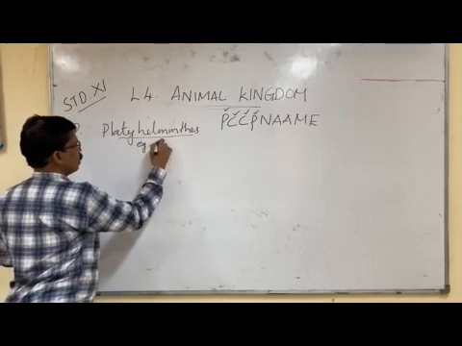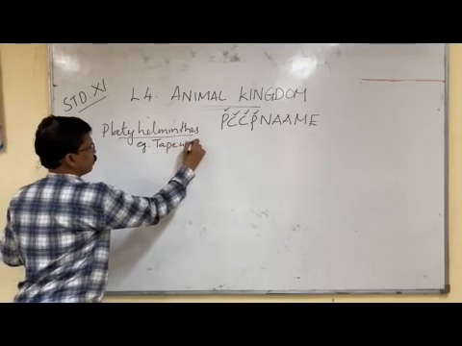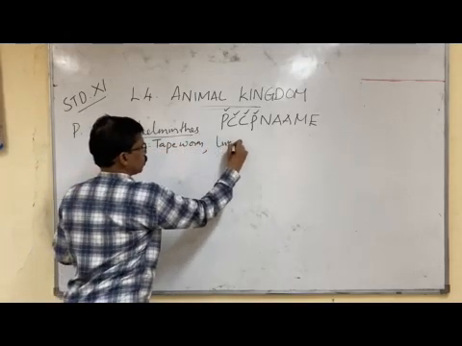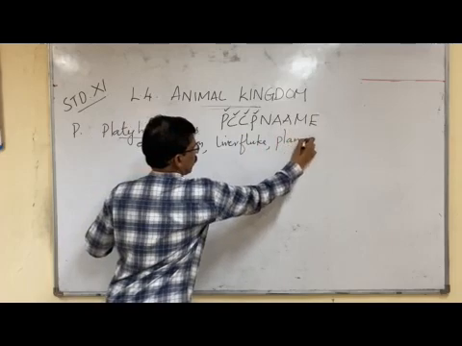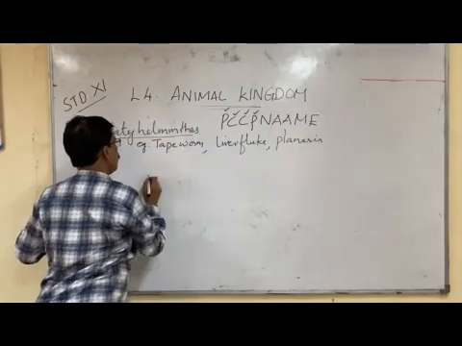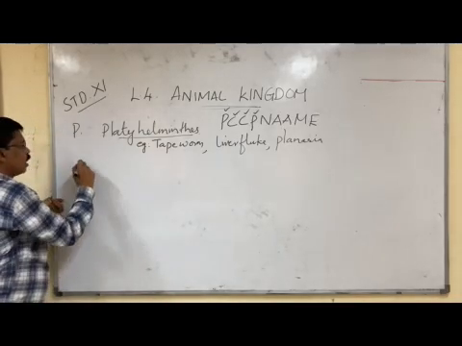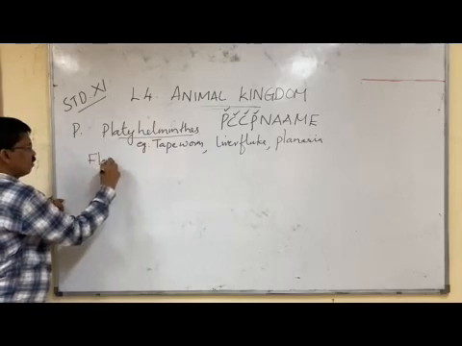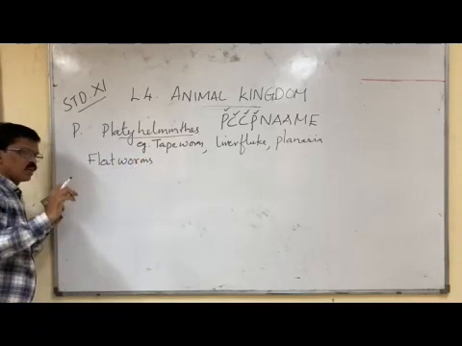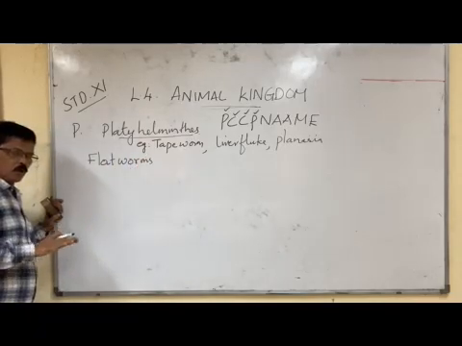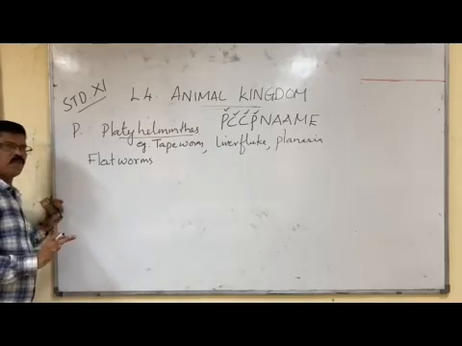Examples we can see: tapeworm, liver fluke, and planaria. So, as the term indicates, Platyhelminthes all are flatworms, dorso-ventrally flattened. The body is dorso-ventrally flat. Dorsal means upper part, ventral means lower part. Dorsal and ventral parts are pressed, so it becomes a completely flattened structure.